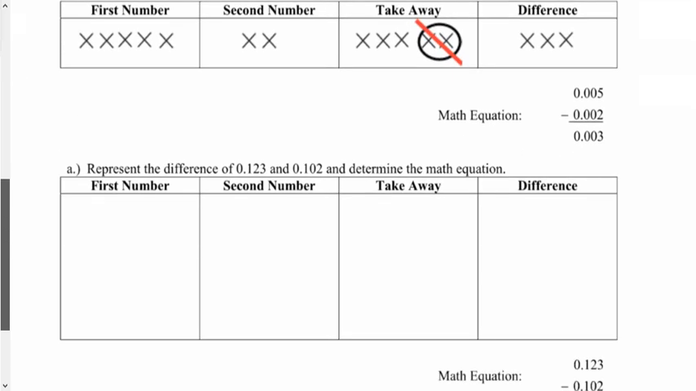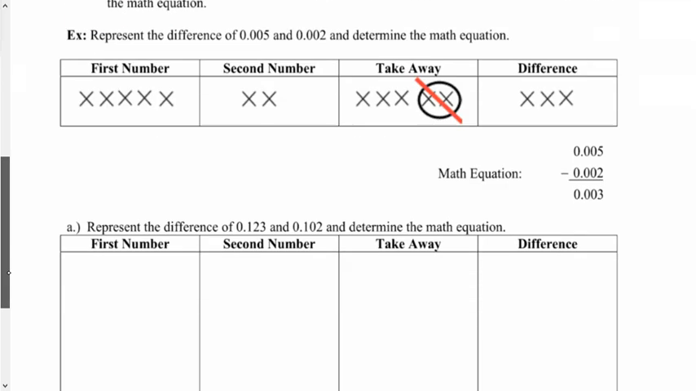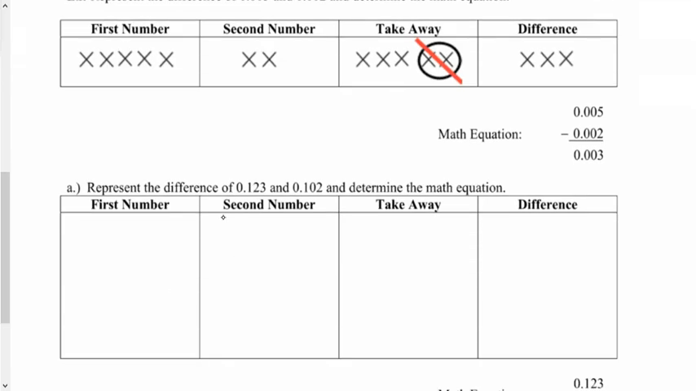Right, so if I want to do this with 0.123, I can say that that is 1 flat, 2 rods, and 3 units. That's our 0.123. And I want to take away 0.102. That's 1 flat, 0 rods, and 2 units. And if I want to subtract those, then when we take them away, essentially I'm starting out with this idea.